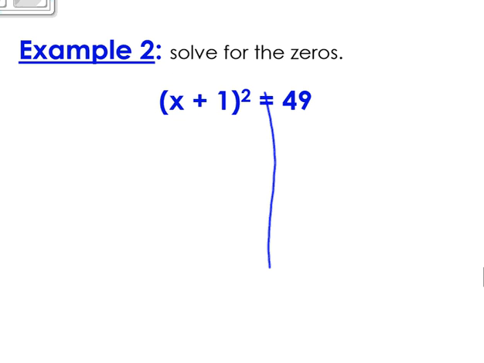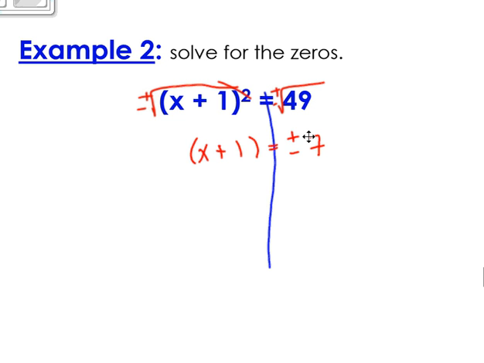Well, before I can get inside this parentheses and start subtracting 1, I've got to take this square off because the whole thing's being squared. So in order to undo that, I need to take plus or minus the square root of both sides. That over here will undo this square, and the only thing left is x plus 1. And over here, I get plus or minus the square root of 49, which is 7.